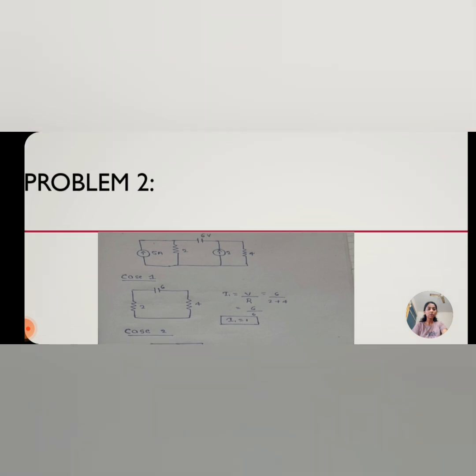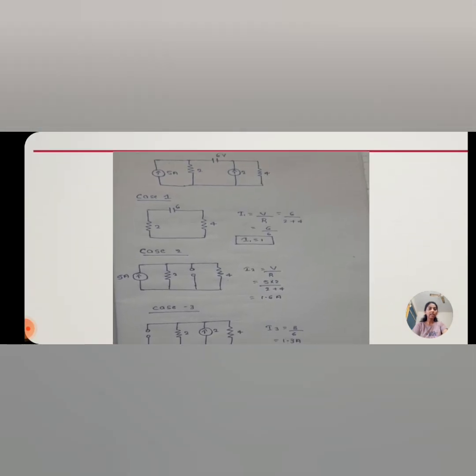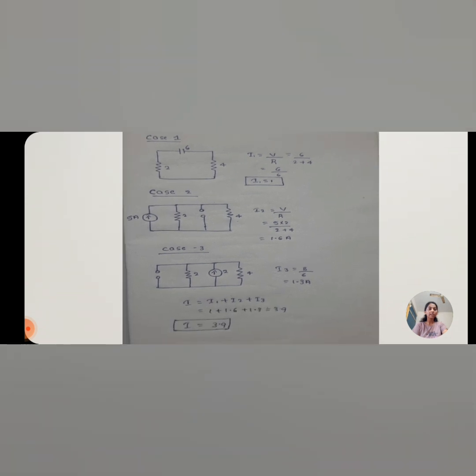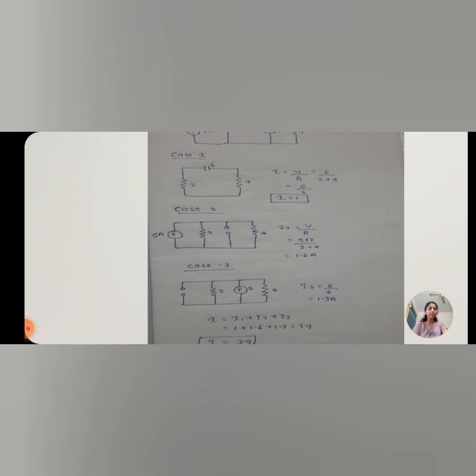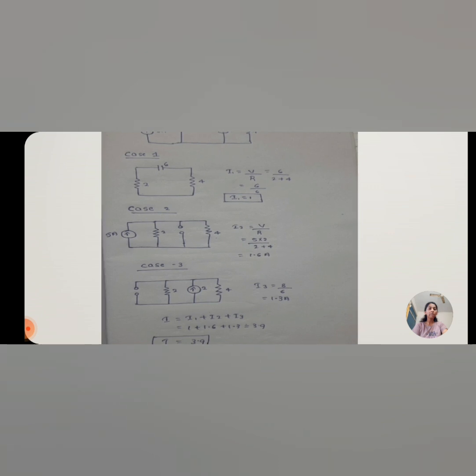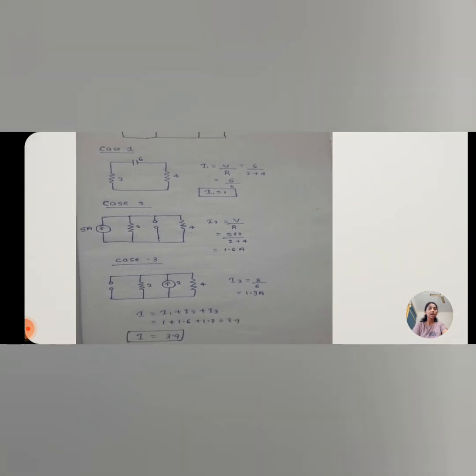With the 2 ohm and 4 ohm resistors and the 6 volt source, I equal to V by R, where V is 6 volt and R is 2 plus 4, so 6 by 6 gives current I1 equal to 1 ampere. In case 2, the 5 ampere current source is under consideration and all others are 0. The other current source is open circuited and the voltage source is short circuited.